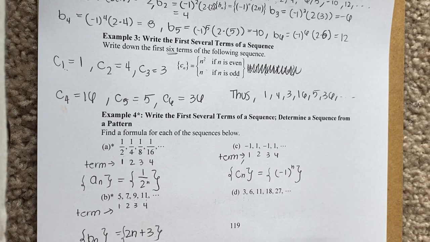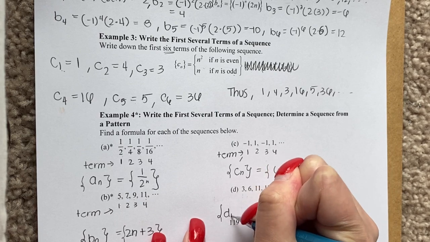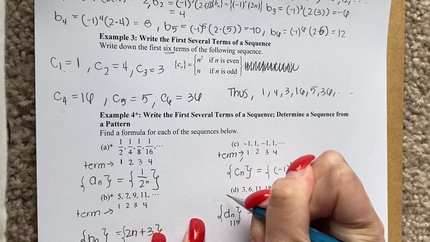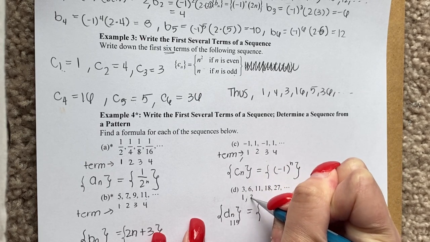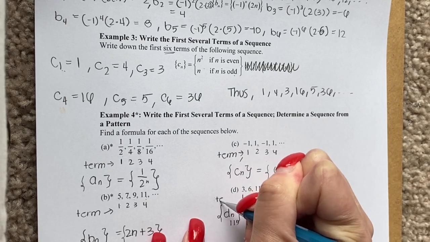Okay, so this one is a little bit more interesting. I'm going to call it again d of n, and this is going to be equal to something. So I start with my first term, second term, third term, fourth term, fifth term. Okay, so these are my terms.